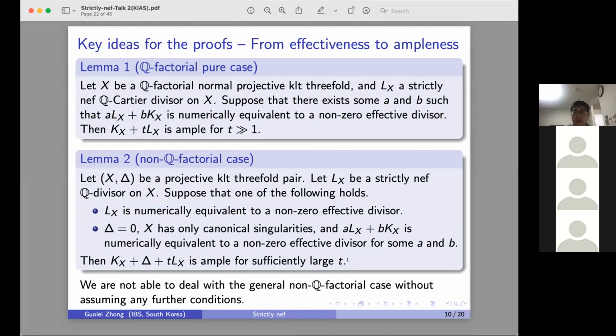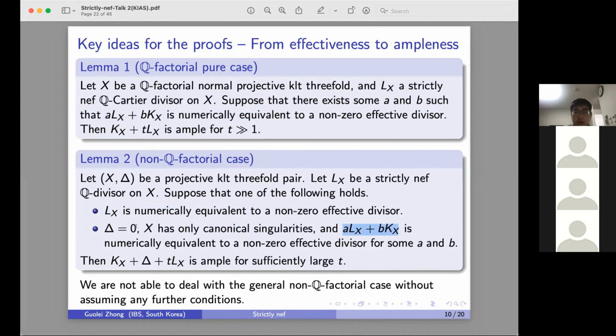Sorry. In lemma 2's second condition, you assume Delta equal to 0 and X has canonical singularities. You assume canonical singularities because you want to take the Q factorial model, right? To control the exceptional divisor. Yes, you are right. But why do you need Delta equal to 0 here? Because when you apply adjunction, when you restrict, for example, this is numerically equivalent to a sum of components F_i. If you restrict to some component F, then K_X + F restricted to F is okay, but Delta restricted to F will have some problems. It might have some multiplicity.